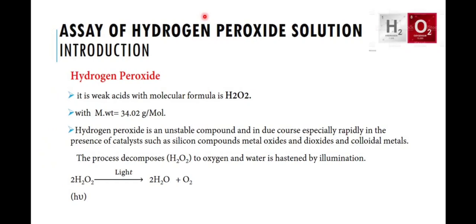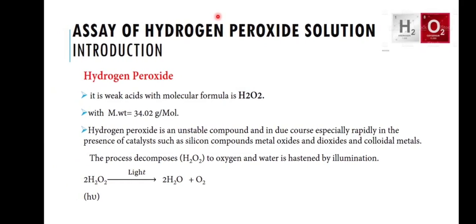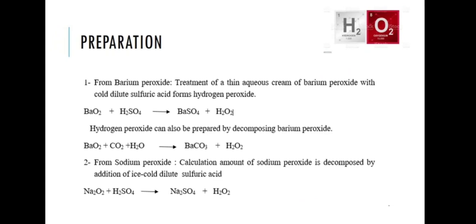It is an unstable compound and it is rapidly decomposed in the presence of catalysts such as silicon compounds, metal oxides, dioxides and colloidal metals. The process of decomposition of hydrogen peroxide to oxygen and water is increased by illumination. So hydrogen peroxide is easily decomposed in the presence of light into water and oxygen.